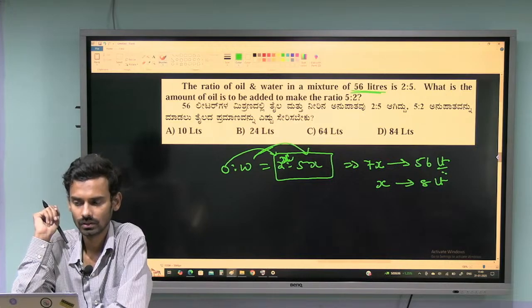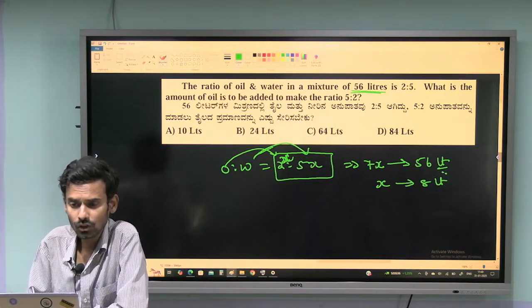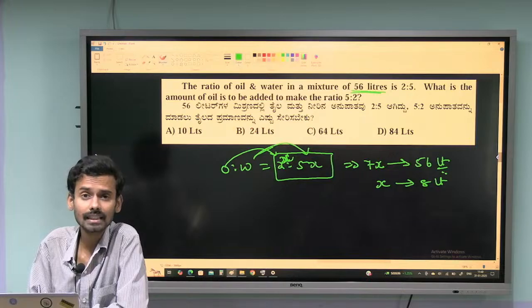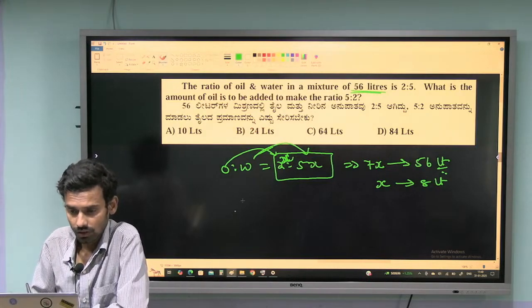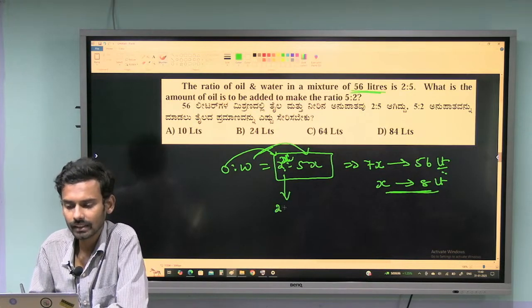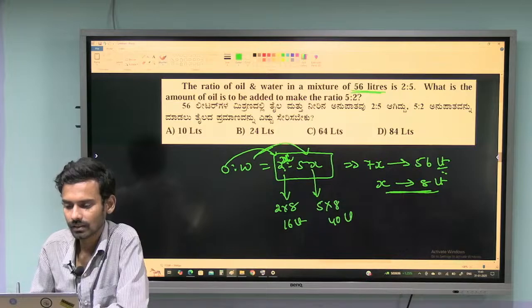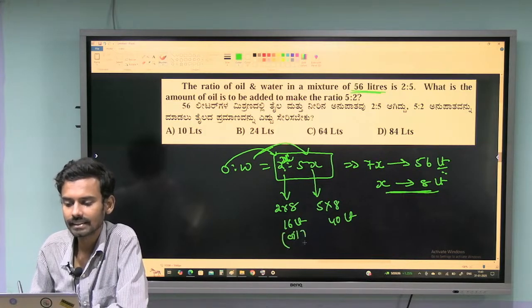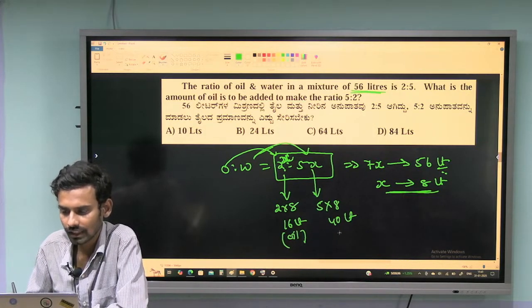Is it so? What is the amount of oil to be added in order to make the ratio 5:2? Now, let me take the 2x value. If x value is 8 liters, then 2x value will be 2 into 8 and 5x value will be 5 into 8. So it will be 16 liters and 40 liters. So how much oil is there? 16 liters of oil is there and 40 liters of water is there. Is it so?